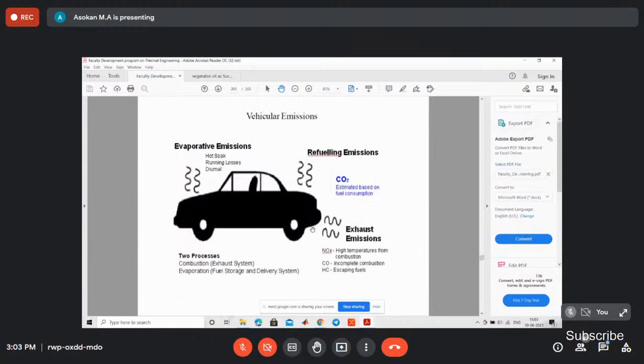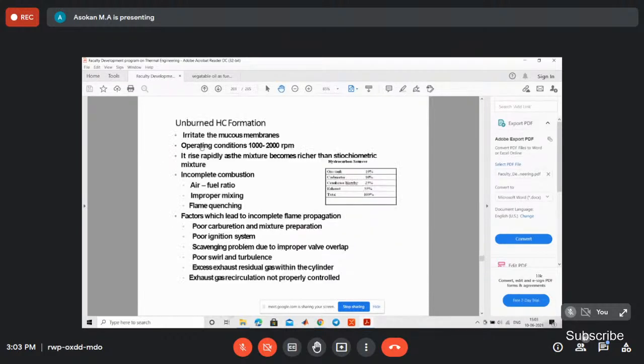You see, these are the emissions. The exhaust emissions come from the tailpipe, and evaporative emissions arise because of hot soak, running losses, and driving losses. The unburned HC is formed mainly because of incomplete combustion. See, this is the range of hydrocarbon: gas tank 10%, carburetor 10%, crankcase blow-by 20%, exhaust 25%. So the exhaust gas contains 55% of the unburned hydrocarbon.